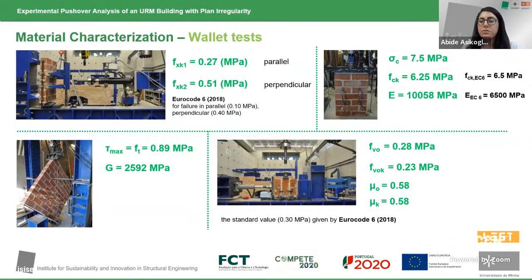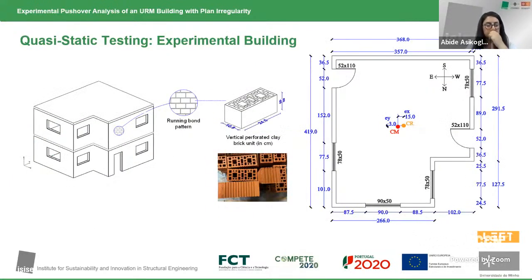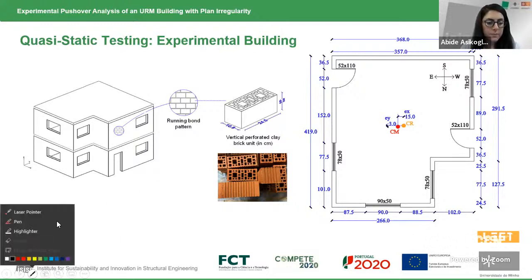Additionally, several masonry wallet tests were performed, such as flexural, uniaxial compression, diagonal compression, and initial shear. So in this part, I will talk about the experimental campaign of the building scale. Here we have a building with a half scale, which is constructed with vertical perforated clay brick units.